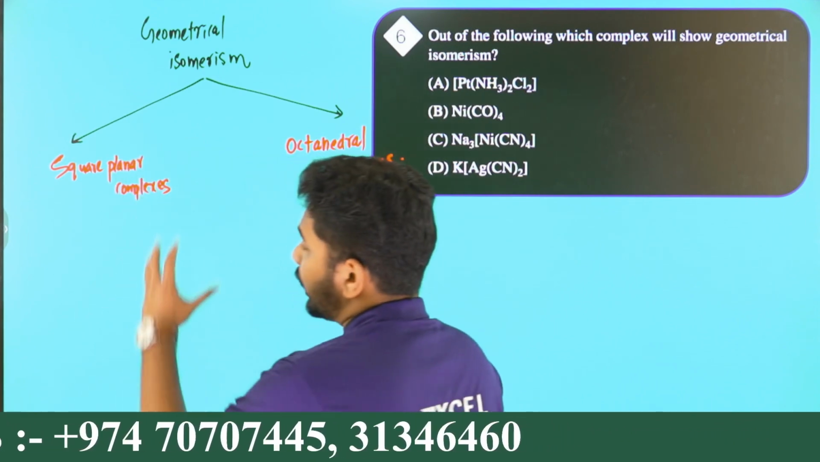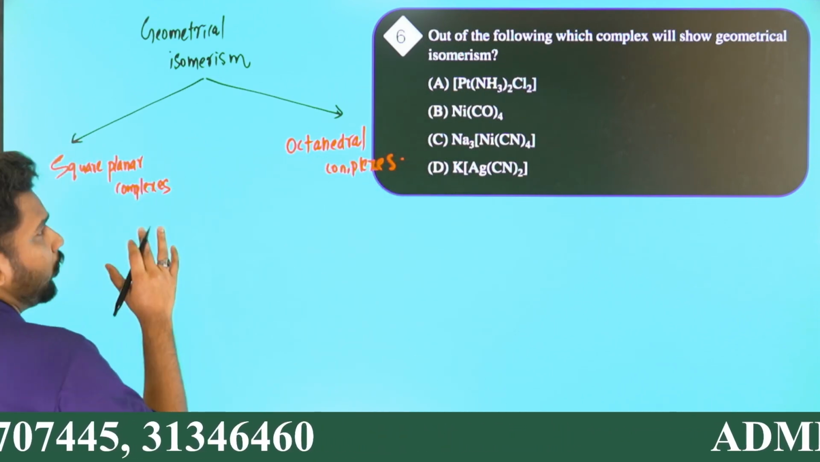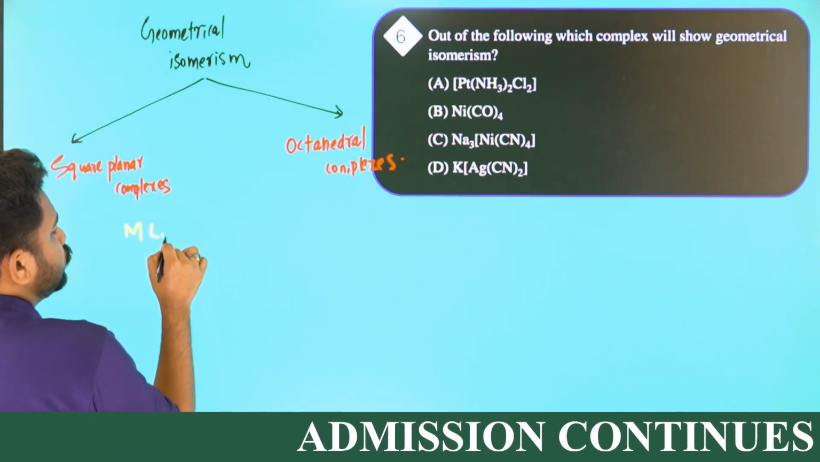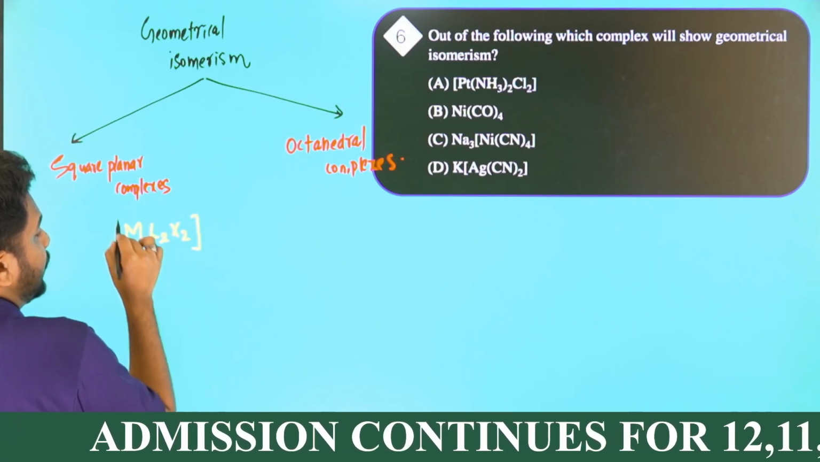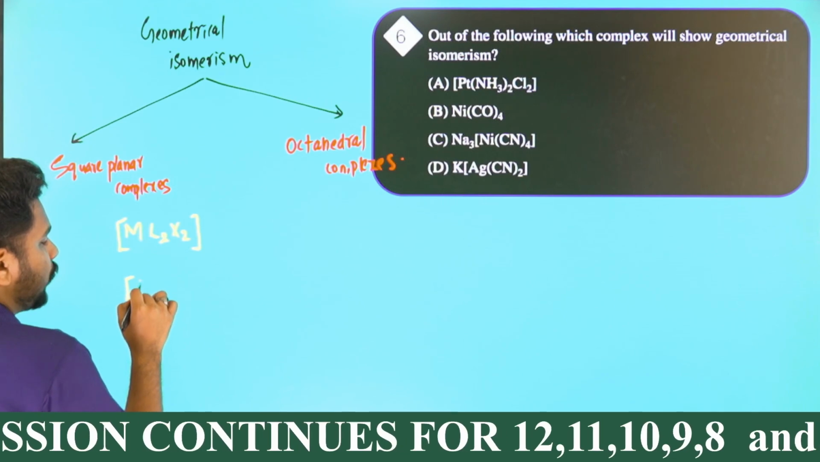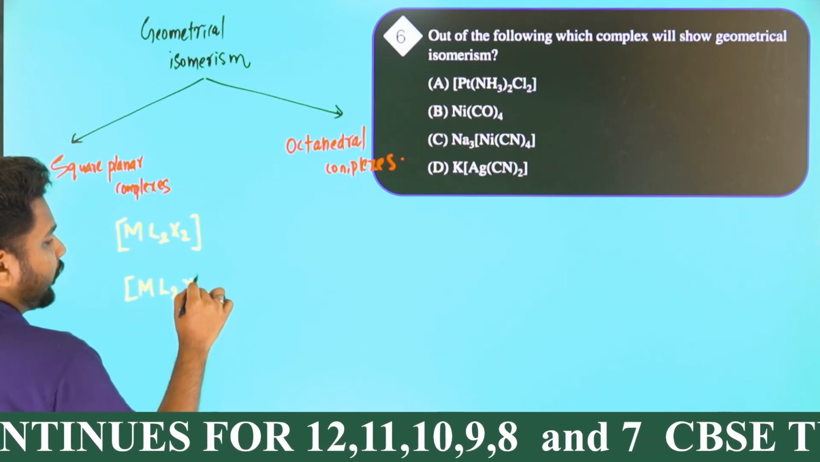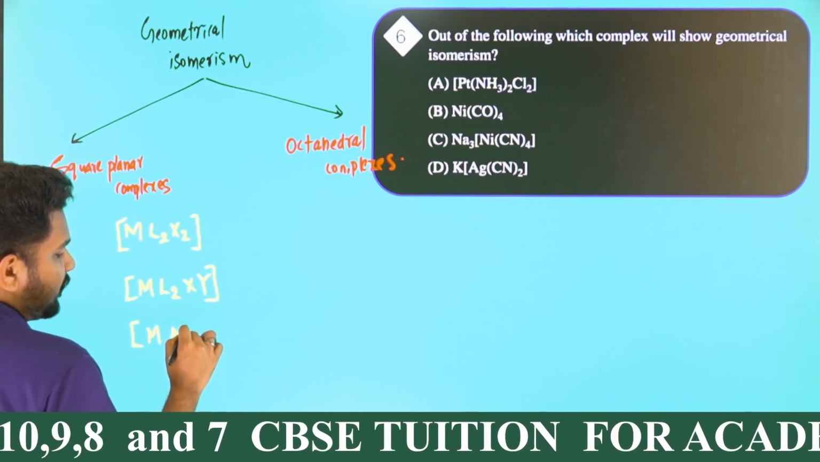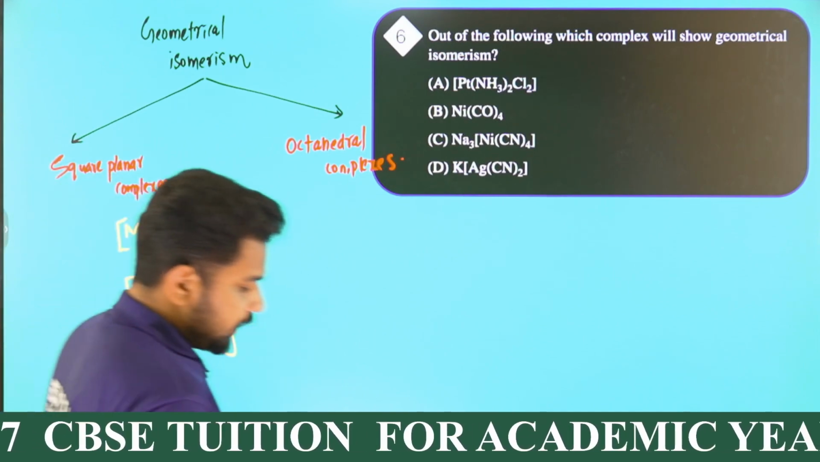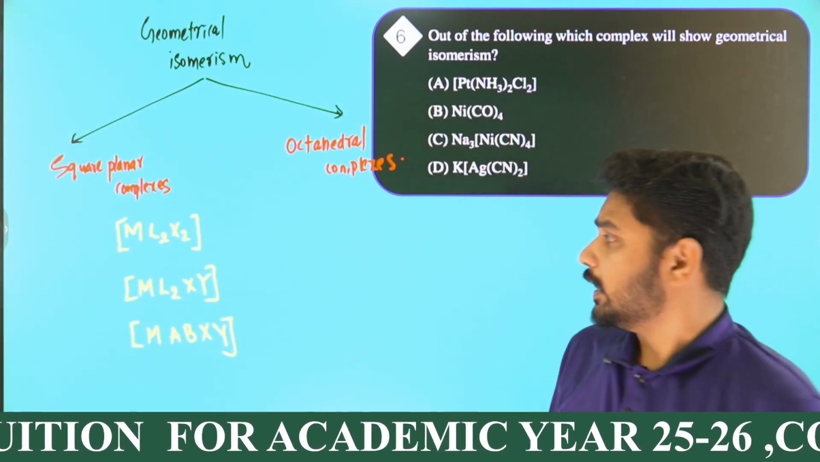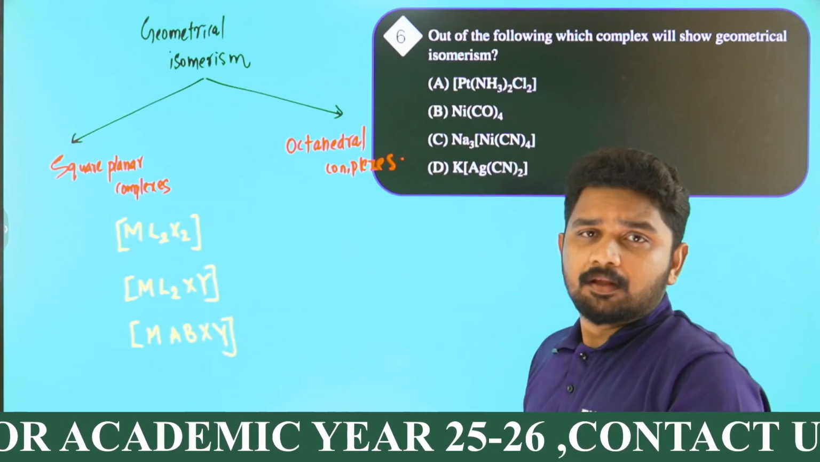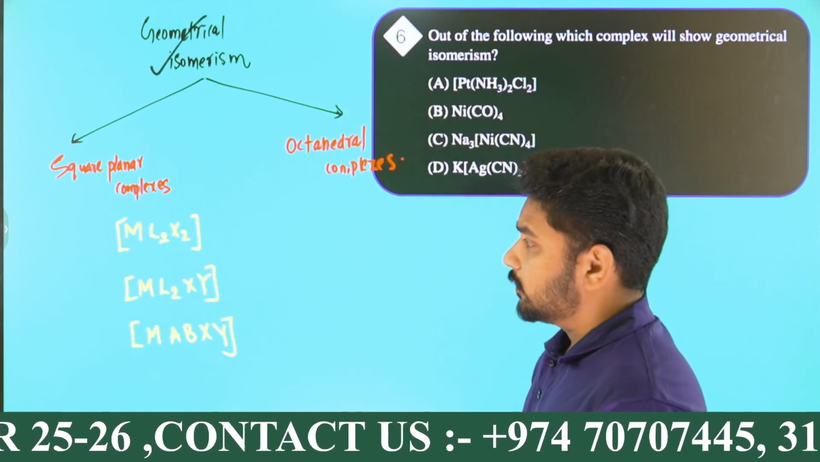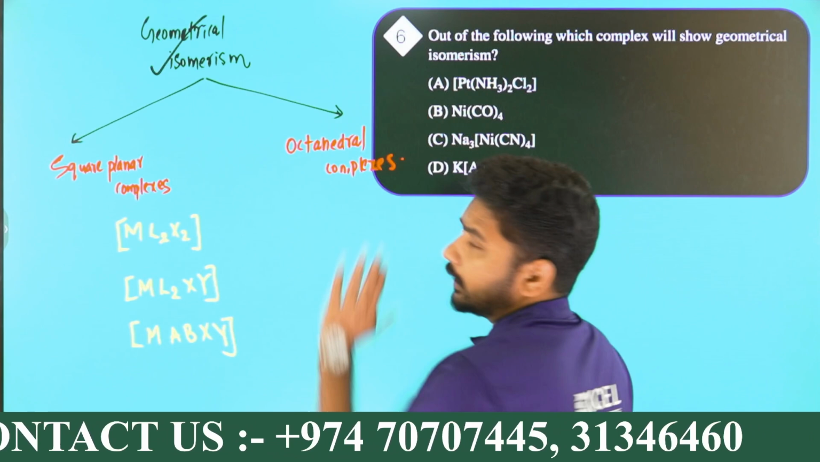For square planar complexes, if the coordination compound is in the form ML2X2, or the form ML2XY, or the form MABXY, if the coordination compound given in the question is in these three forms, then it will show geometrical isomerism.